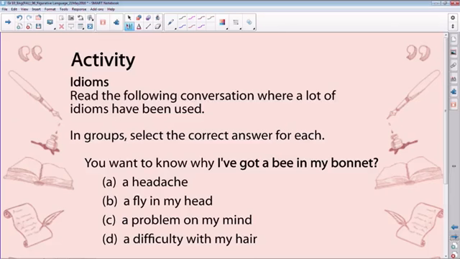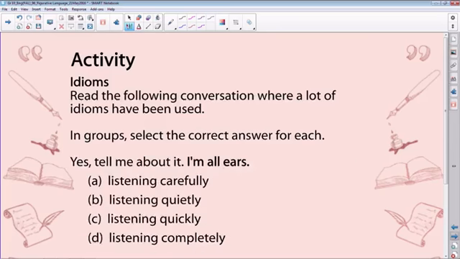All right, so this is going to be an activity, and you're going to have the opportunity to select A, B, C, or D. It's a conversation, so I'll quickly take you through it. In each statement, there is an idiom that's used, and you need to identify the correct answer for that idiom. So this is how the conversation goes. First: Want to know why I've got a bee in my bonnet? You can see that I've bolded the idiom, so that'll help you. Then the person replies: Yes, tell me about it. I'm all ears.